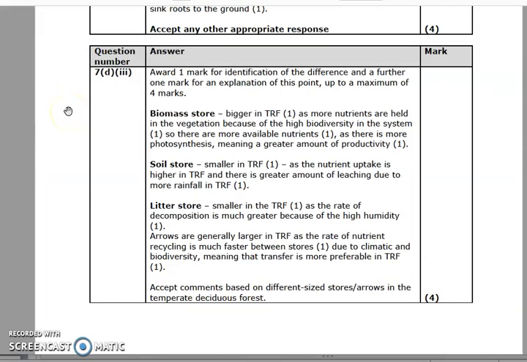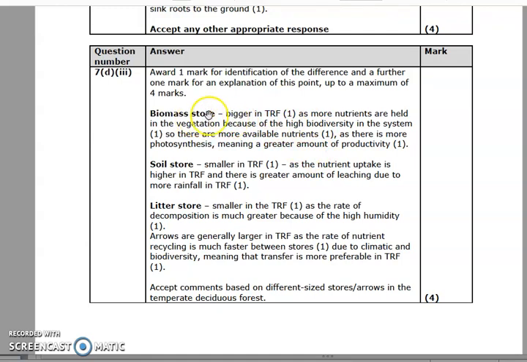So you've had a go at that. Let's have a look at the mark scheme then. So you get 1 mark for the identification of a difference and a further mark for the explanation. So it might be about the biomass, but notice here with the point marking that they've done, you could just mention 1 difference, but by explaining it in greater detail, using more connectives, you can get more marks.